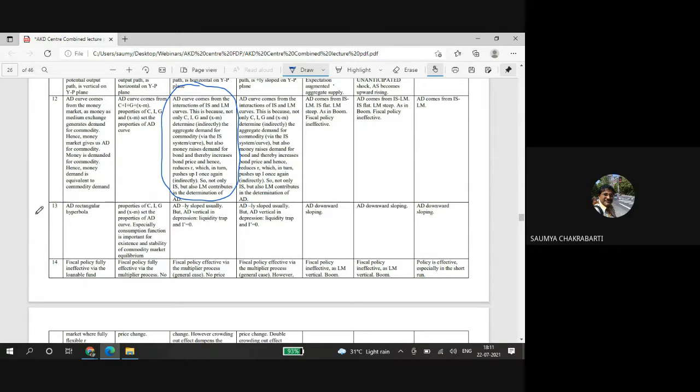of AD, where it is a rectangular hyperbola, and you have different types of AD here. Especially, aggregate demand is vertical when there is depression. This is a very important issue. When there is deep depression, aggregate demand is vertical.